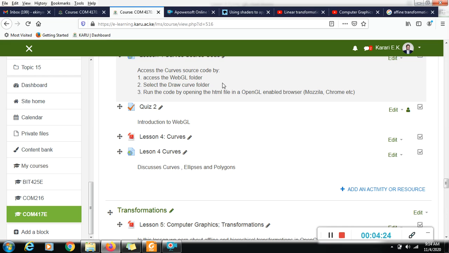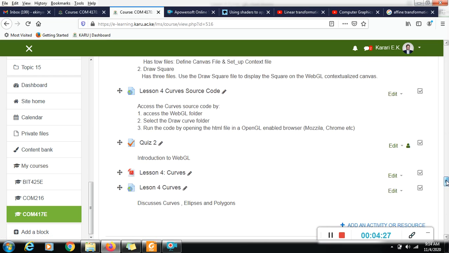This example is also a little bit explained there, so that you can do it and test it. I've also explained that you can run the code by opening the HTML file in an OpenGL-enabled browser. So I've provided the codes. If you follow the links, you're going to see that you can enjoy what is provided there.